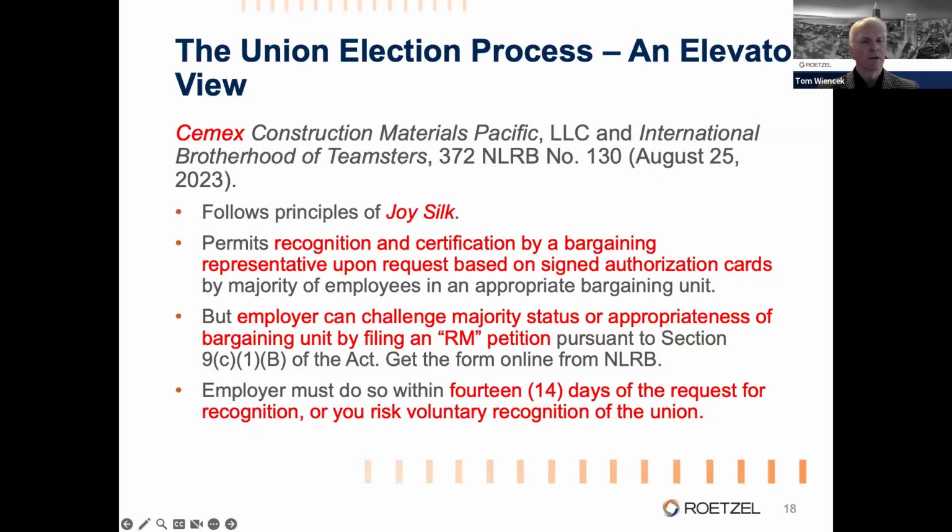So let's take a little closer look at CMEX to give you some hints about this. Once again, it follows this principle of Joy Silk that permits recognition and certification by a bargaining representative upon request based on signed authorization cards by a majority of employees. But significantly, and I put a star by this, the employer can challenge that majority status or appropriateness of the unit by filing what's called an RM petition. It's a petition that's on the website of the NLRB. So you can file that to demand an election be held. But as the last bullet notes, you have to do it within 14 days of the request for recognition, or you risk voluntary recognition of the union.